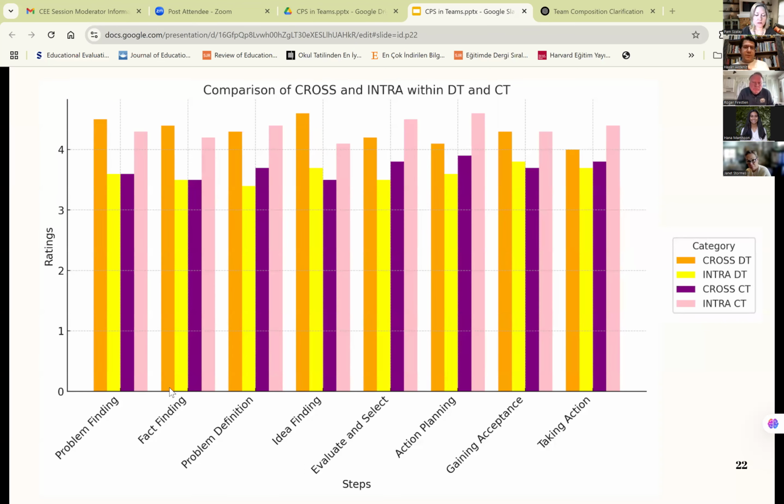As shown in the table, the creative problem-solving scores differ between cross-disciplinary and interdisciplinary teams in terms of divergent thinking and convergent thinking across the steps. This figure visually represents the same results, highlighting the trend that cross-disciplinary teams consistently excel in DT, divergent thinking. Interdisciplinary teams perform better in convergent thinking.